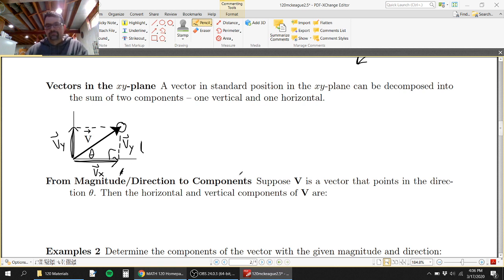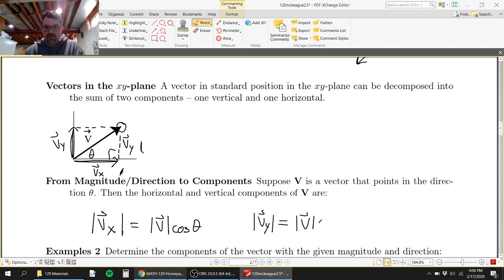And it's trig that we've been dealing with all semester long. The length of the horizontal piece? Well, if you just use SOHCAHTOA, the result ends up being length of V times the cosine of that angle. And the vertical one has a length equal to hypotenuse times sine theta. All right.